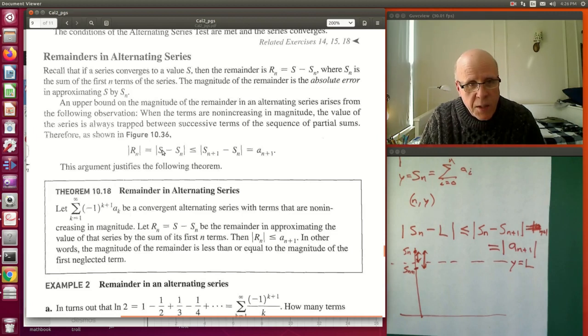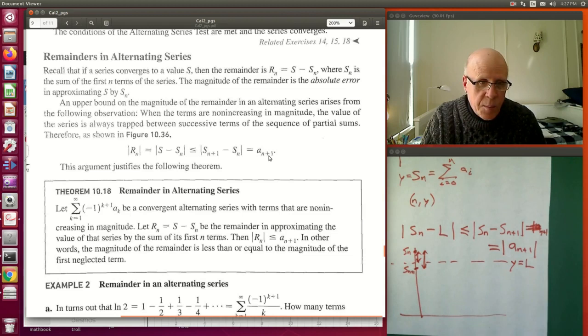off we are. They used s rather than l, but same idea: the partial sum is being used as an estimator for the actual sum, and this difference in absolute values tells us how far off we are. It's literally the absolute error in the approximation of s by a partial sum, s sub n. And the biggest it could be is the next term in the sequence, a sub n plus 1.